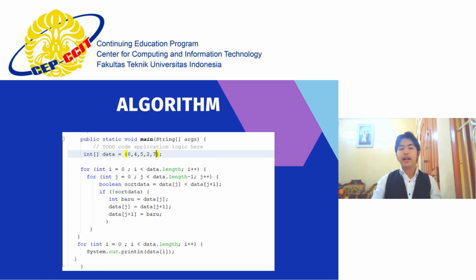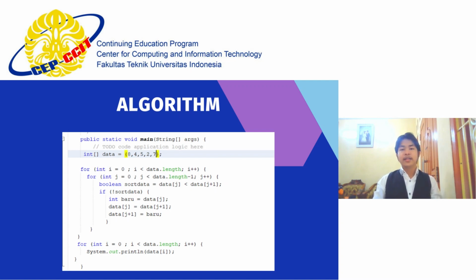Algorithm of bubble sort. The algorithm starts with null data at first, because null can save a lot of data. And then we declare the data as 8, 4, 5, 2, and 7. At first, we declare the int variable J as null, with J less than data length minus 1, and J plus. And Boolean, the formula to find true and false.